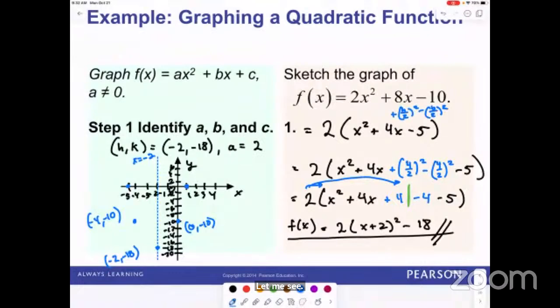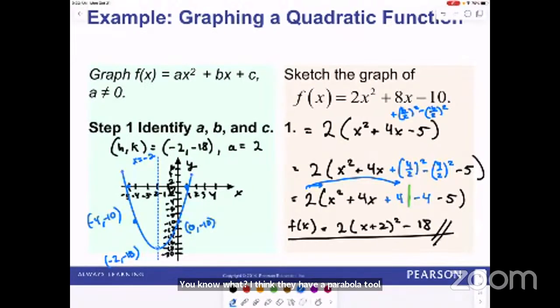Let's see. You know what? I think they have a parabola tool. They do. If I can. Okay, it's not bad. It's just a little off because it's not drawn to scale. Right, like if I use graph paper or whatever, it'd be a little bit better. Okay, that's fine.